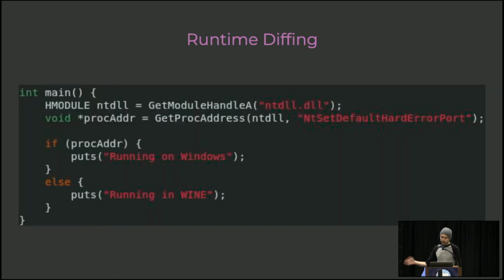And so we can do this really easily. We're just going to get a module handle to ntdll.dll, and then we're going to call GetProcAddress, which is just a function that says, find me the address of this function within this module. We give it that name, and if we're on Windows, we're going to get some non-zero value because that function exists, and if we're on Wine, we're going to get 0 because that function doesn't exist. And just like that, we can tell pretty easily whether or not we're on legit Windows or Wine.